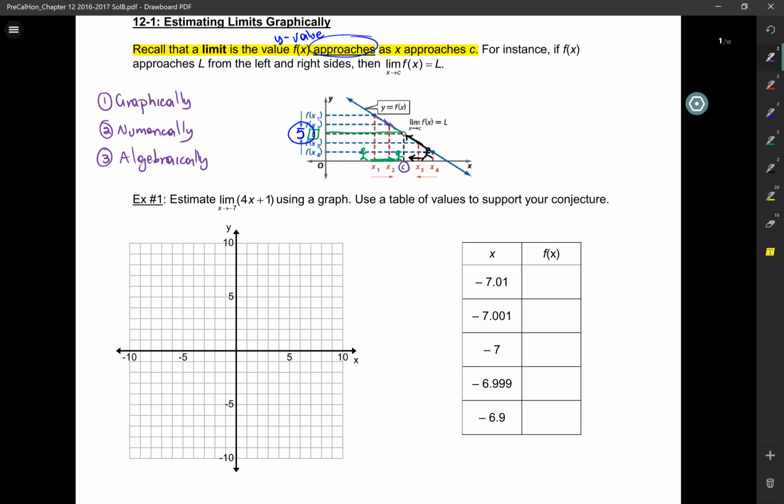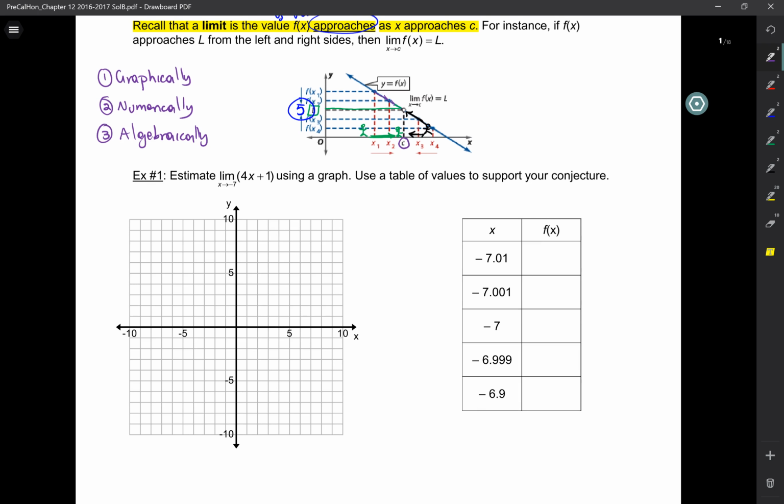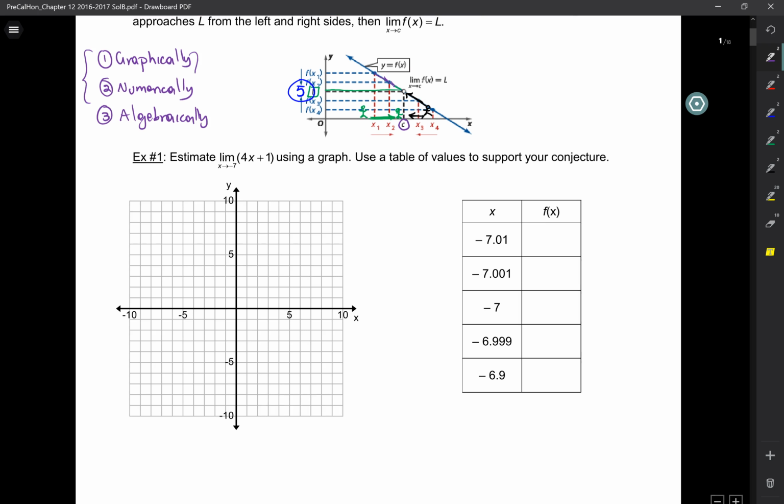Numerically is you try to put in different points. For example, what's the limit of this? You just put in, okay, let's try it at 4.9. Let's try it at 4.999, 4.99999, you just put in points like this. Algebraically is when you do the whole thing using just algebra and the function and the variables and all that. So we're going to do these 2 today, and then the next one in section 2, all right?